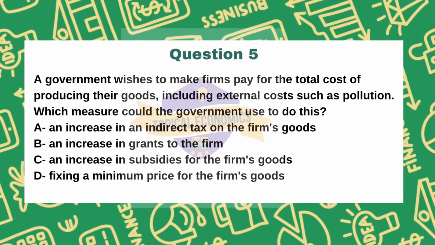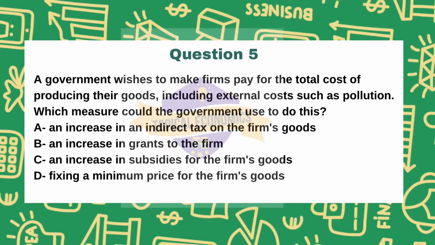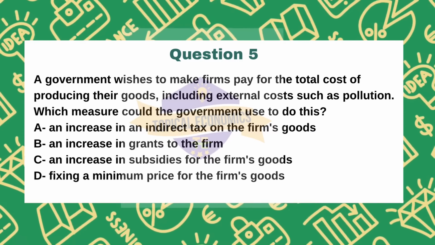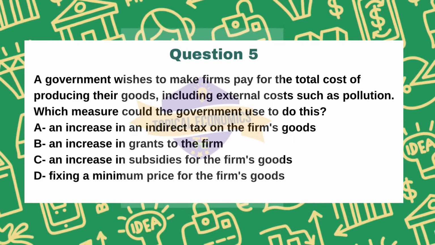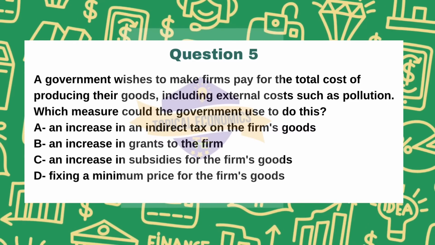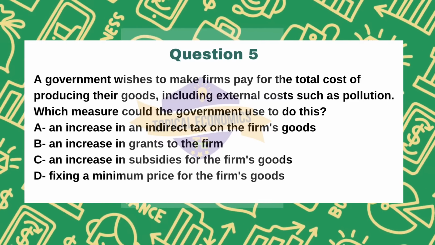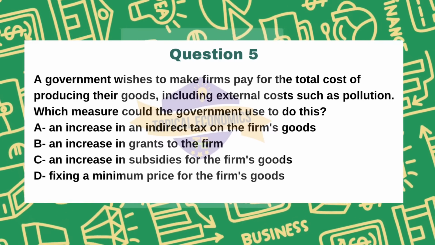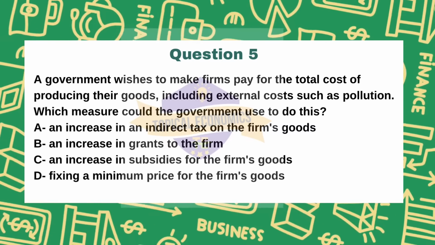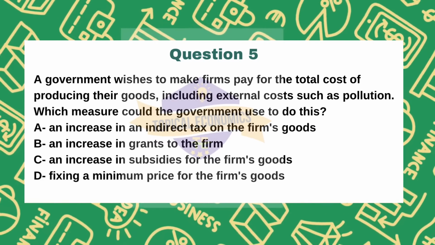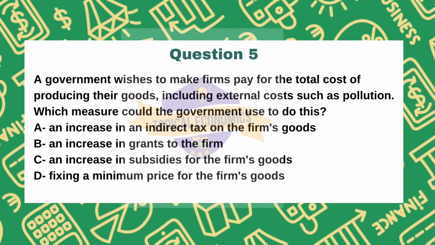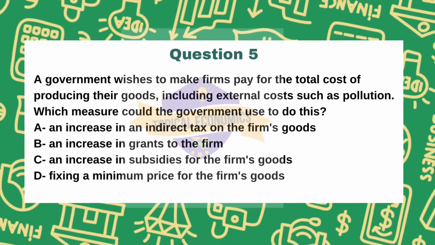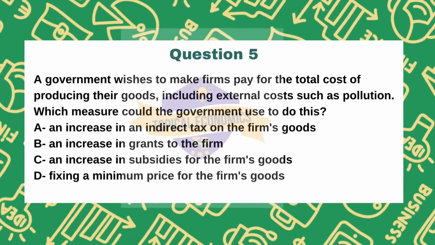The correct answer for this question is option A. An increase in an indirect tax on the firm's goods. If a government wants firms to pay for the total cost of producing their goods, including external costs like pollution, it can impose an indirect tax on the goods. This tax internalizes the external costs by making firms responsible for paying for the negative externalities they create, such as environmental damage. This type of tax is often called a Pigovian tax, designed to correct for market inefficiencies caused by externalities.